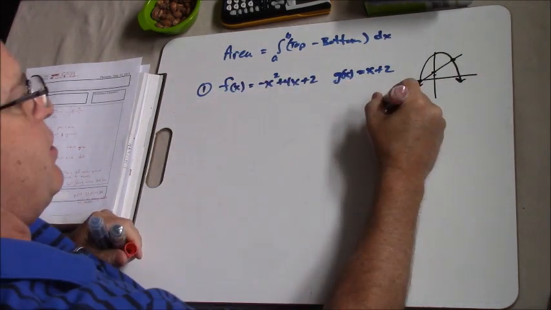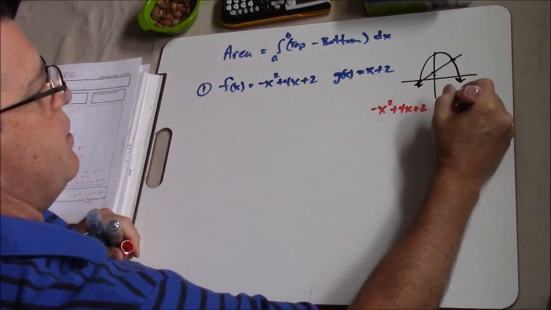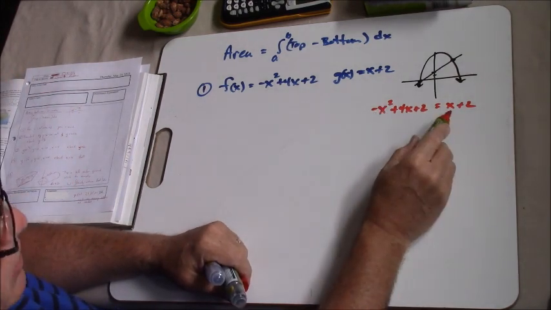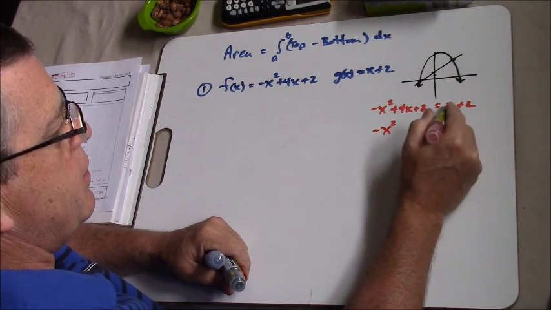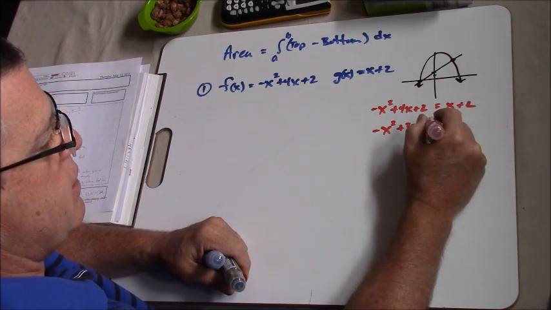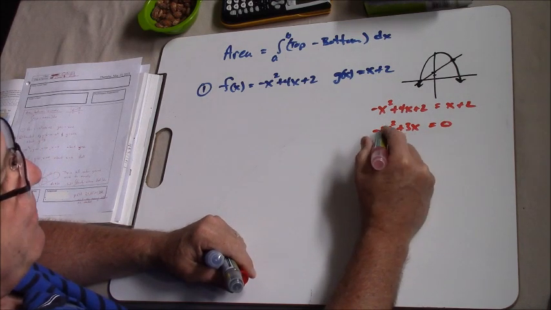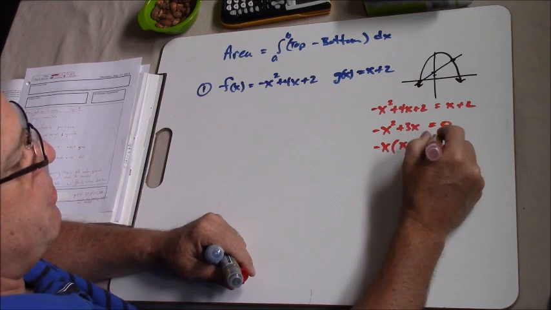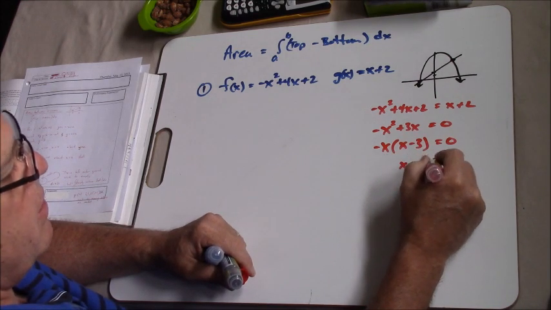So I'm going to say that negative x squared plus 4x plus 2 is equal to x plus 2. Anytime we have exponents, we want to set it equal to 0. So I'll move this over and subtract it. I'm going to have a negative x squared. If I move that x over and subtract it, I now have 3x. Move that 2 over and subtract, I've got 0. Then I'm going to factor out a negative x. Then I'm left with x minus 3. And so I can see that my points of intersection are at x equals 0 and 3.